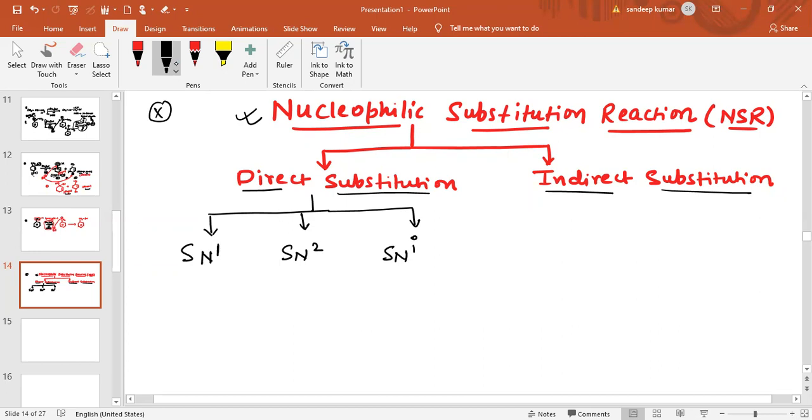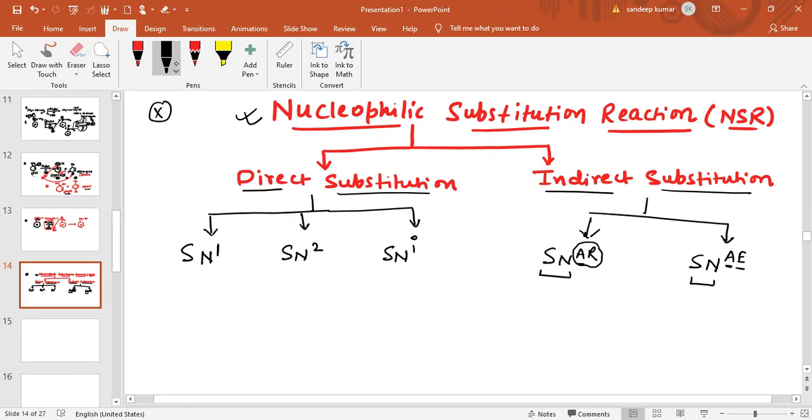And indirect nucleophilic substitution reactions are basically SNAr. So this is nucleophilic substitution via addition, nucleophilic substitution in aromatic compounds. Another nucleophilic substitution reaction is SNAE. So this is basically nucleophilic substitution via addition and elimination.